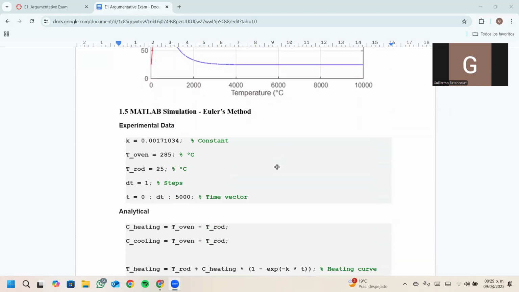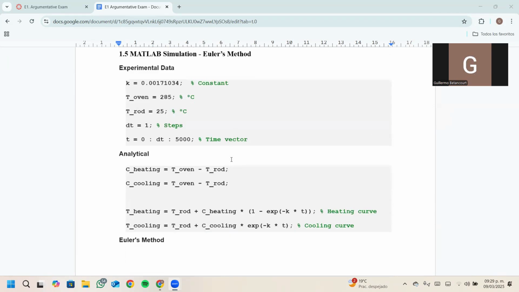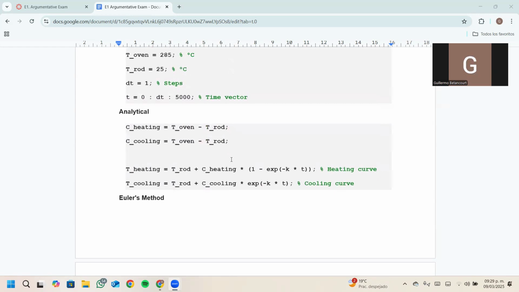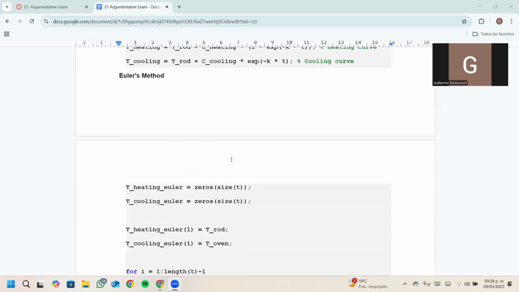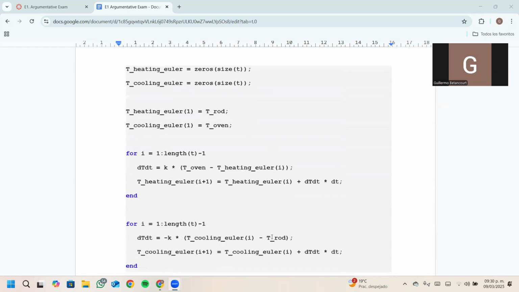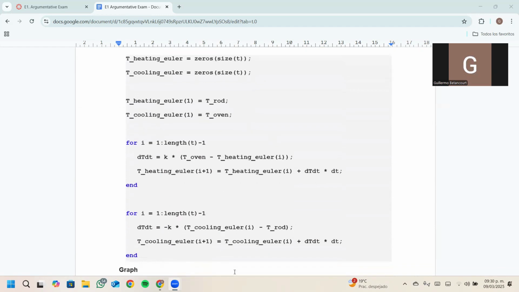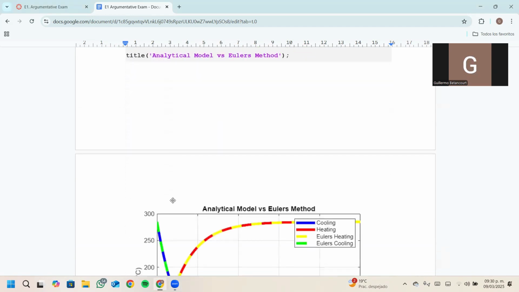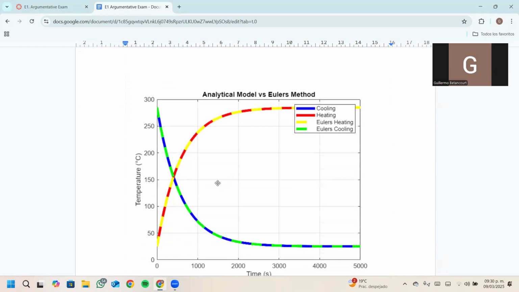Then we have to use, again, a MATLAB simulation, but with Euler's method. We also have to put in our experimental data, our analytical model, and then we have to use an approximation, Euler's method. So we have to make new vectors and a new process. This is an Euler's approximation method process, which gives us this graph, which is very, very close to the analytical model.